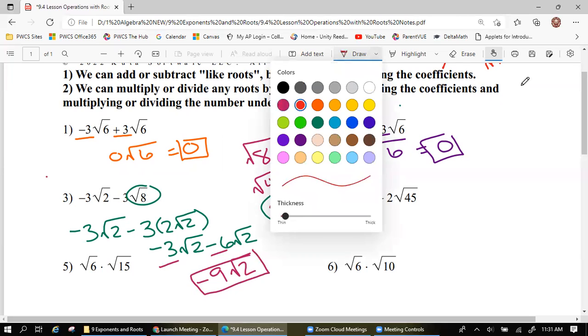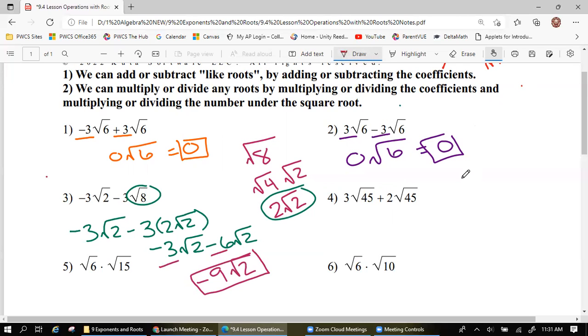So if you see that they don't have the same square root, don't just say you can't do it. Go ahead and see if you can simplify one of those square roots and make it look like the other one. Here I have both root 45. And so I can just add 3 plus 2 and I get 5 square root of 45. And then I do want to simplify square root of 45. I can divide it by 9, times 5. I know that 9 is a perfect square. The square root of 9 is 3.